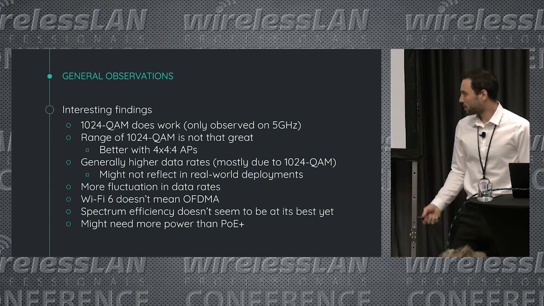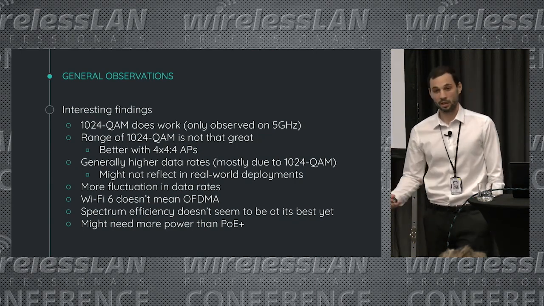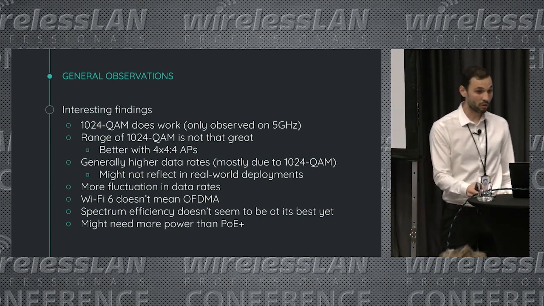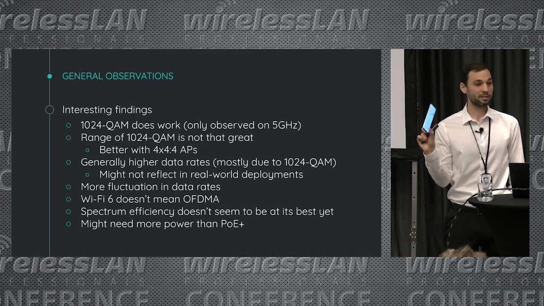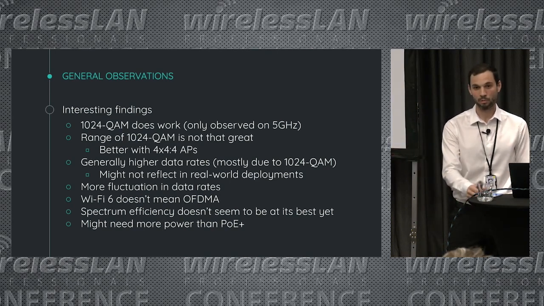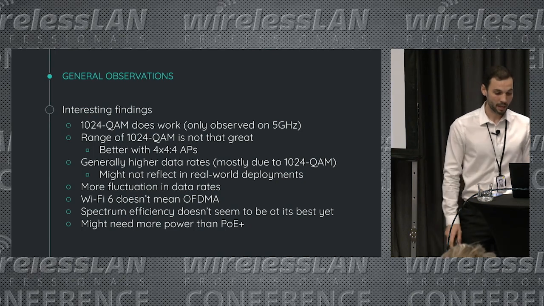I put it back, Wi-Fi 6 doesn't mean OFDMA. We're going to see a lot of OFDM traffic, especially if you're only testing with one Wi-Fi 6 device. There's a chance they're not going to enable it. You might not even see OFDMA.